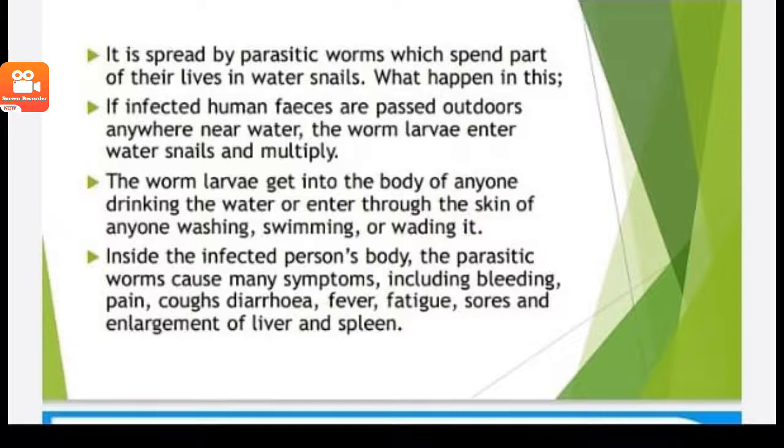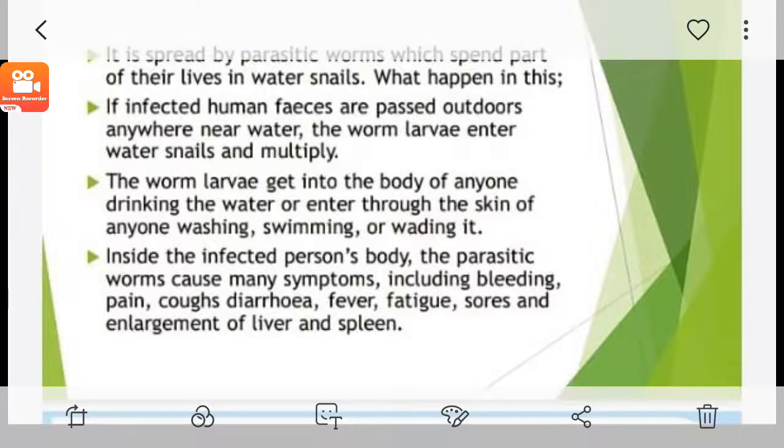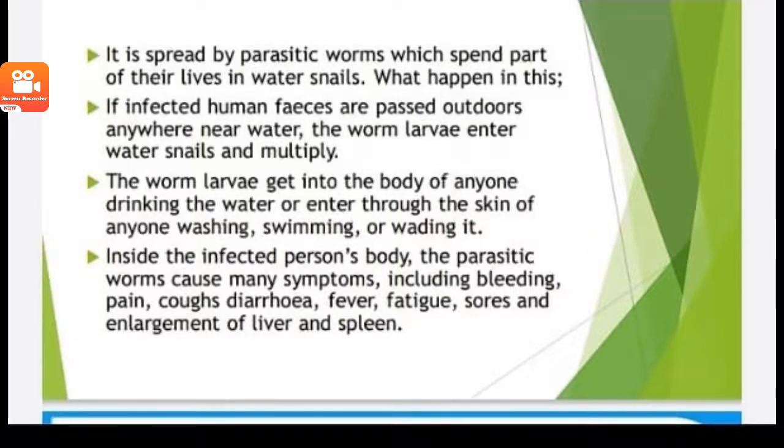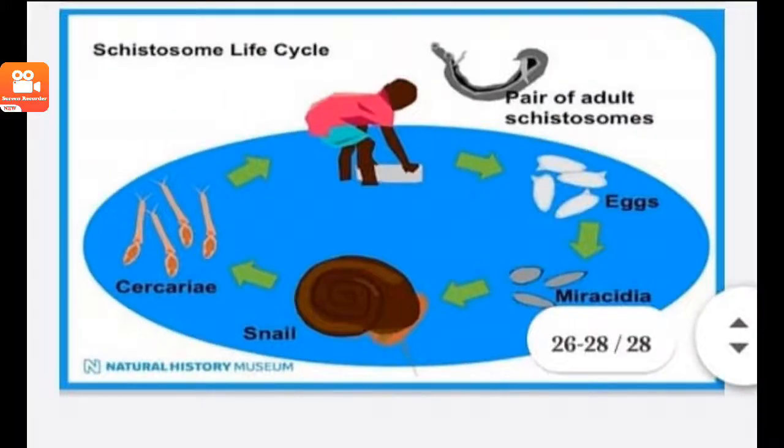What happens in this? If infected human feces are passed outdoors, anywhere near the water, the worm larvae enter the water snails and multiply. The worm larvae get into the body of anyone drinking the water or enter through the skin of anyone washing, swimming or bathing in it. Inside the infected person's body, the parasitic worms cause many symptoms, including bleeding, pain, cough, diarrhea, fever, fatigue, sores, and enlargement of the liver and the spleen. So there is a complete cycle of the schistosome life cycle.